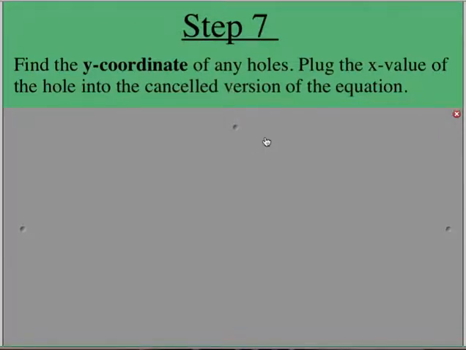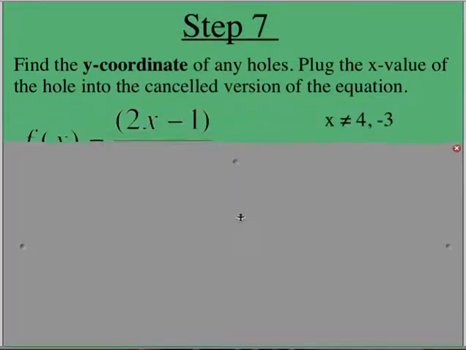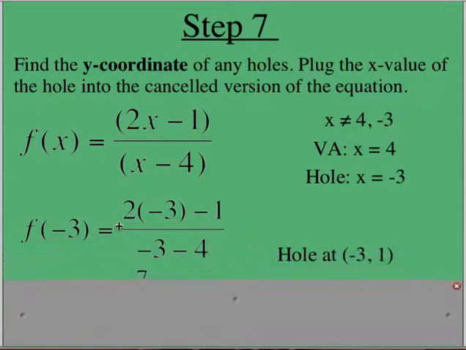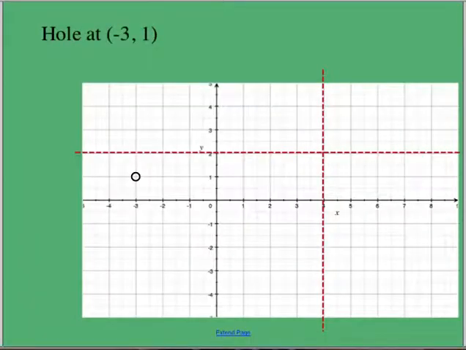The seventh step then is to find the y value of the hole, and this is how you do it: plug the x value of the hole into the canceled version of the equation. And so I'm going to plug in -3 for x and solve. So I get 2 times -3 minus 1 over -3 minus 4. That simplifies to -7 over -7, which is just 1. Therefore, I'm going to have a hole in the graph at -3, 1. And so you'll see I have an open circle. If you remember from domain and range, if you have an open circle, it means it doesn't include that point. And so this is what a hole looks like in the graph, and we'll keep adding to this to get the final graph.